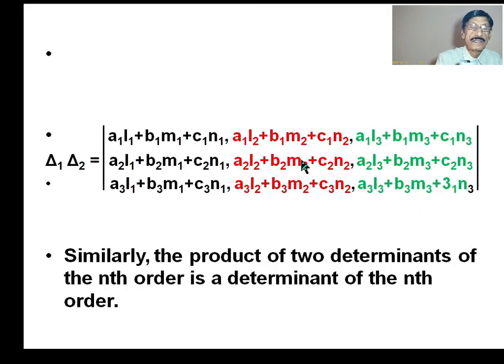So this is the first column. The different columns have been shown in different colors so that they can be visualized easily. This is the first column, this is the second column, this is the third column. This is the method of multiplying two determinants. Similarly, the product of two determinants of nth order is a determinant of the nth order.